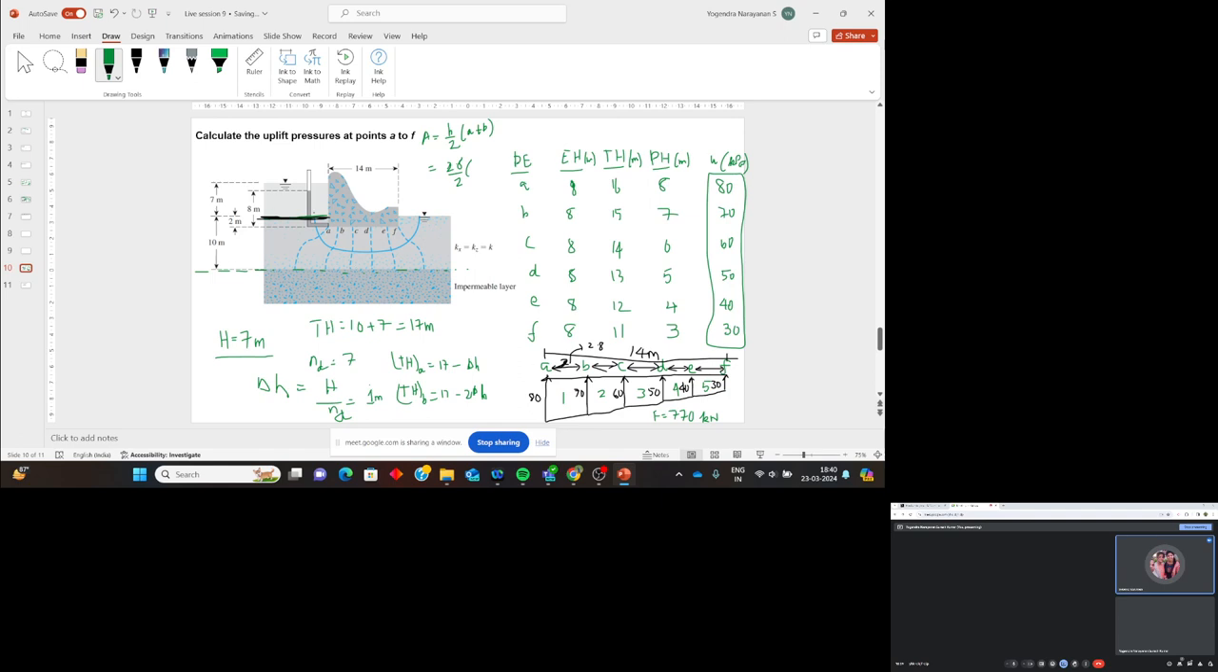Now if you know the weight of the dam, you can say whether the dam will fail or not. The weight of the dam will act downwards. If W is greater than this force, the dam will be stable and safe. If W is less than this force, then the dam will be lifted upwards.